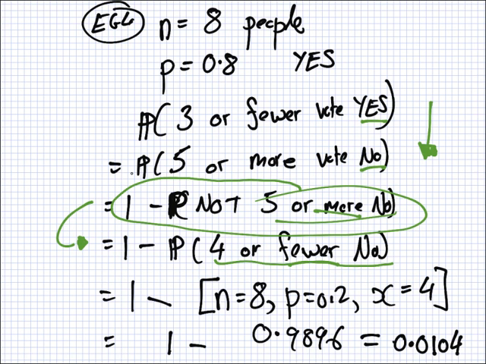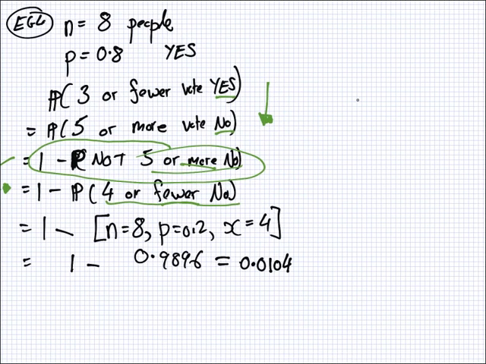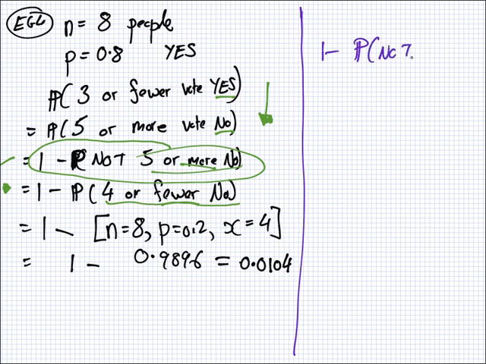Could we say that if it's not 5 or more no, is it like 5 or more yes? If it's not 5 or more no's, it means it's 5 or more yeses. We cannot. What are you asking me? The 1 minus the probability of not 5 or more no. Is it the same as 5 or more yes? No, I don't think so.